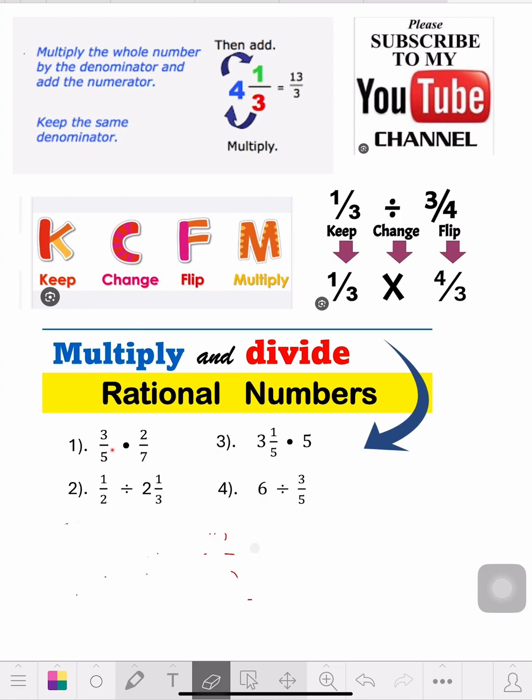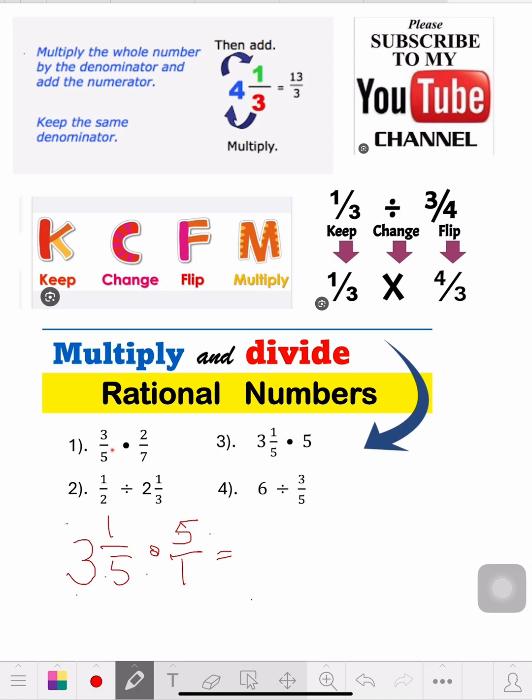Okay, the next one's a little more complicated, but I'm going to show you how to do it. So the next one is 3 1/5 times 5. I can write this 5/1. Everybody knows 5 and 5/1 are the same thing. So, hey, what do we got here? We got a mixed number, 3 1/5. So, how do we do this?